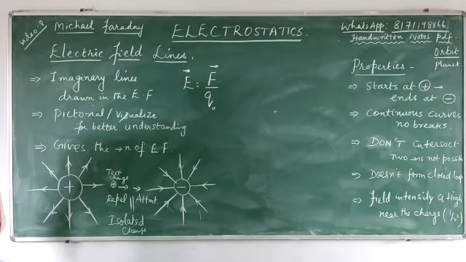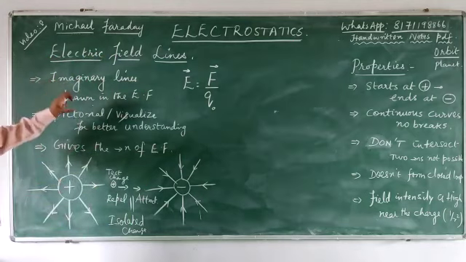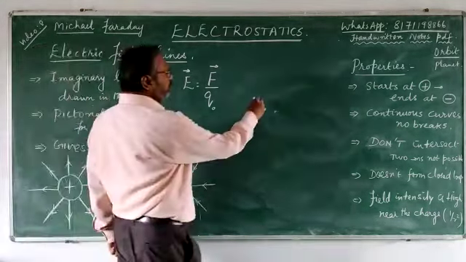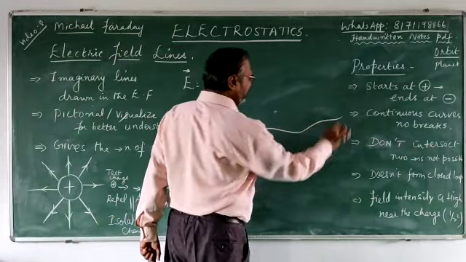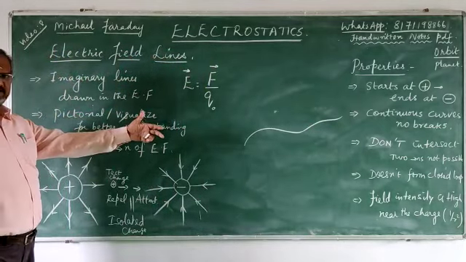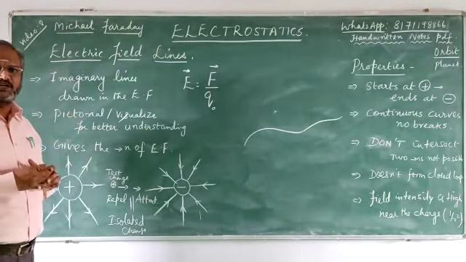Now let us be clear. What are these electric field lines? These electric field lines are imaginary lines. Suppose I have an electric field here, and I draw an electric field line like this. Why do we draw like this? It's a pictorial representation; it makes the visualization more clear.